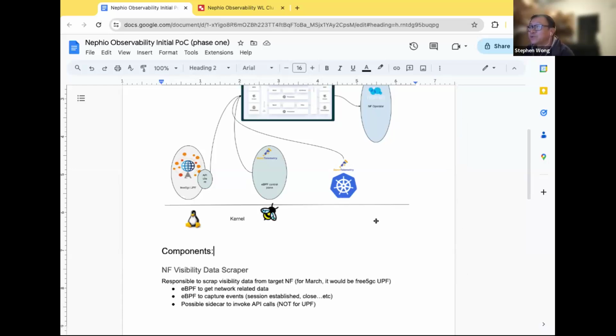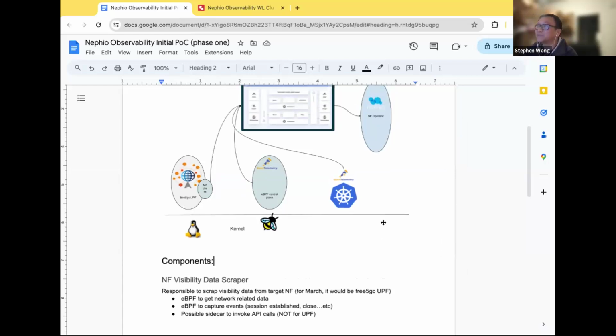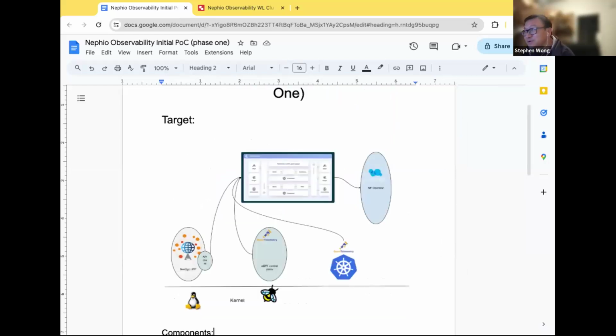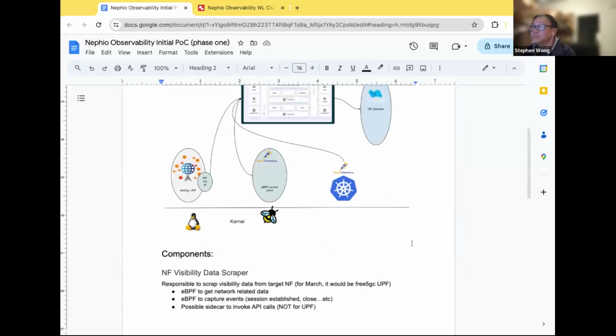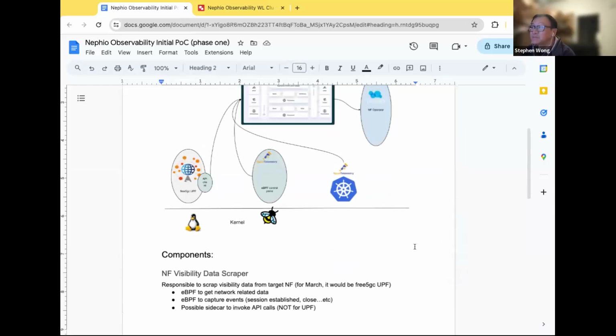So at this point, phase one meaning hopefully quick and dirty, we'll be focusing a lot more on just workload clusters, getting the information that we want. I think that is actually the biggest question: what is the information that we want.